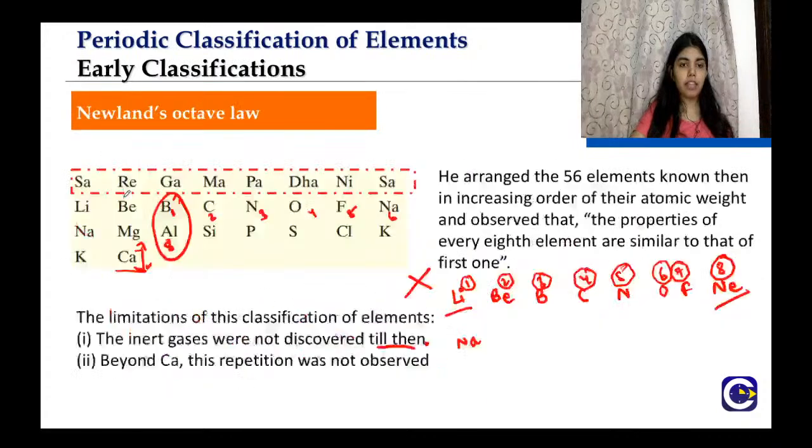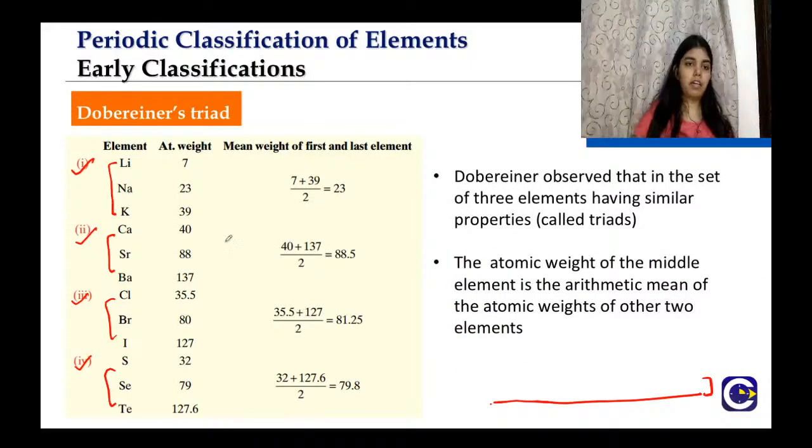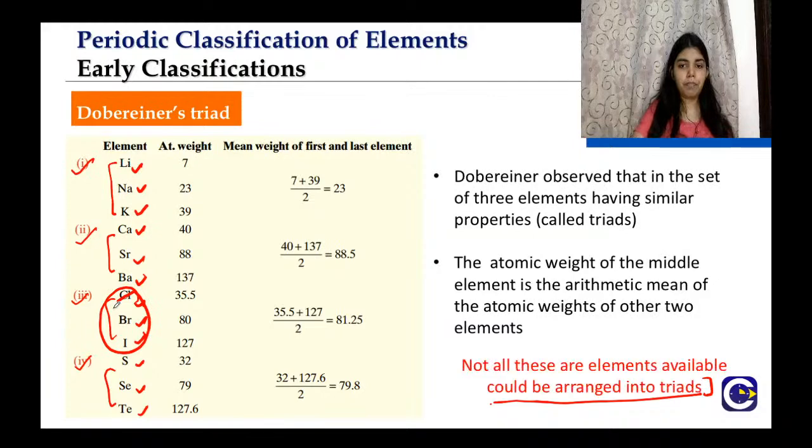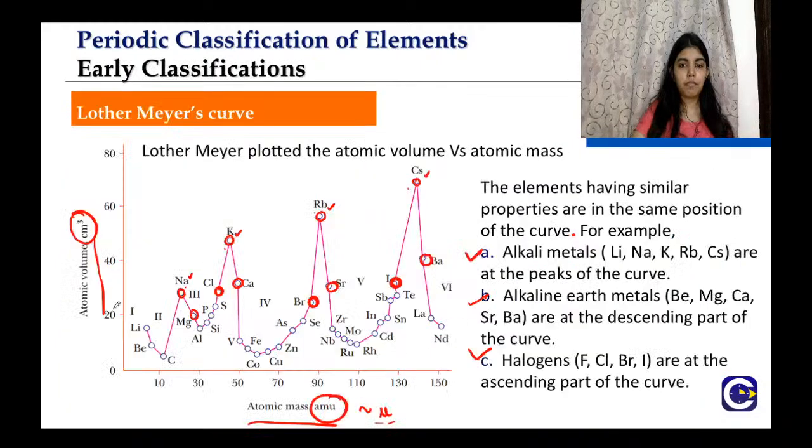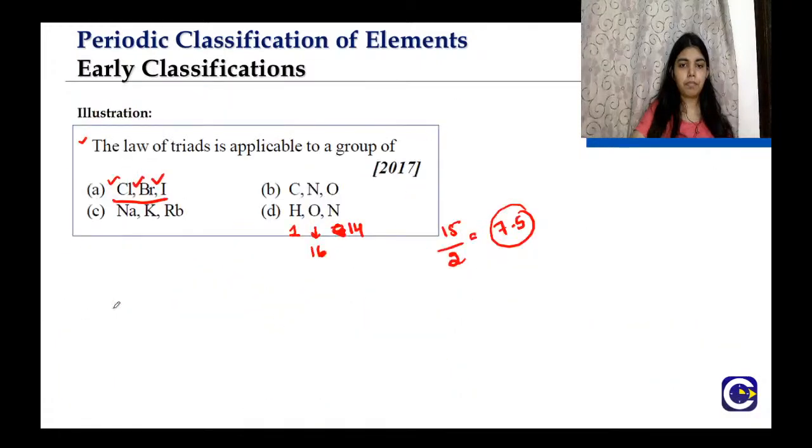I'll go to that slide once. See here, lithium, sodium, potassium in one triad, calcium, strontium, barium in one triad, chlorine, bromine, iodine in one triad, sulfur, selenium and tellurium in one triad. So the answer is chlorine, bromine and iodine. So the answer is A. Very good.